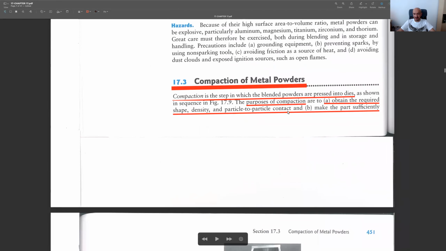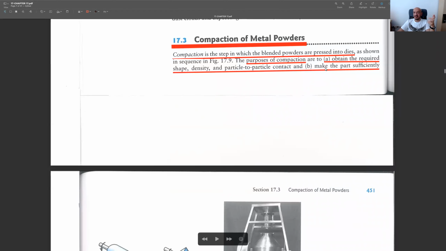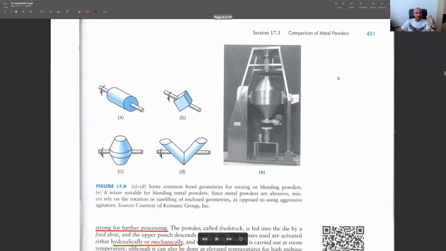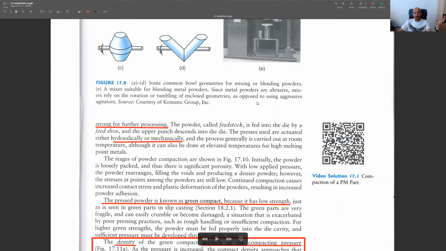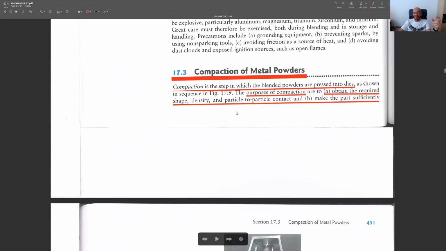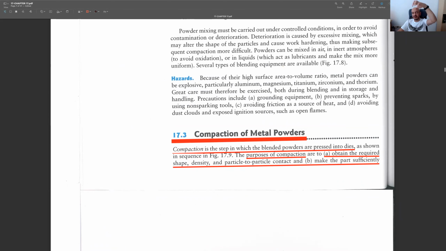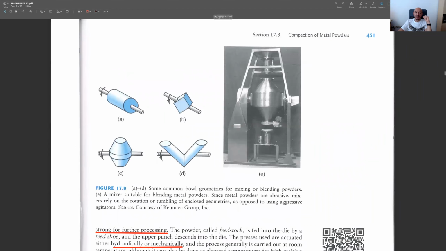So these are the purposes. We want to obtain the desired shape. Since we have a die, we pour powders into it, and with the help of compaction, the shape is obtained. And in that shape, obviously we need to have particle-to-particle contact. The powders should be touching each other. Another thing we want from this compaction process is that the parts should have enough strength for the upcoming operations. If your compaction is not proper, then you cannot even remove that part from your die. It should have the required strength, but not too much.